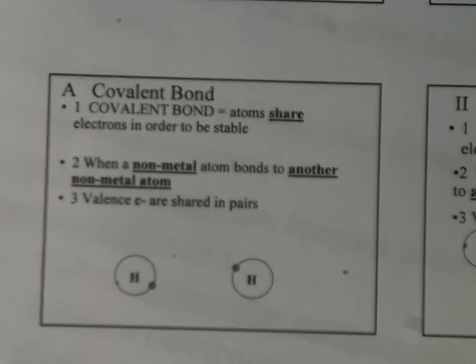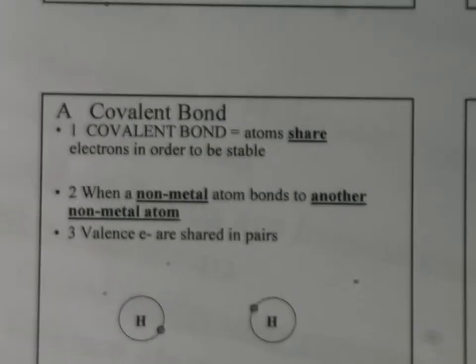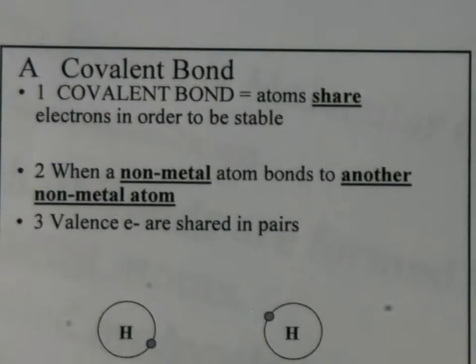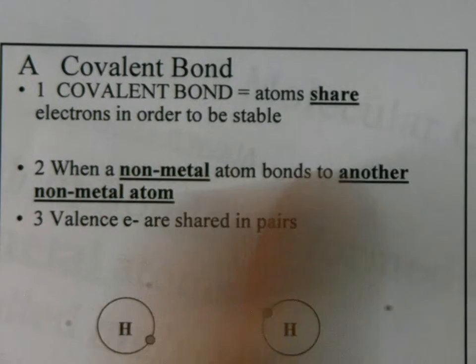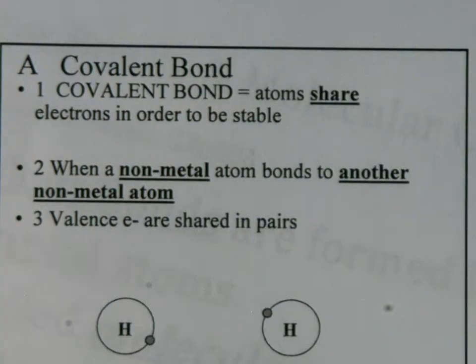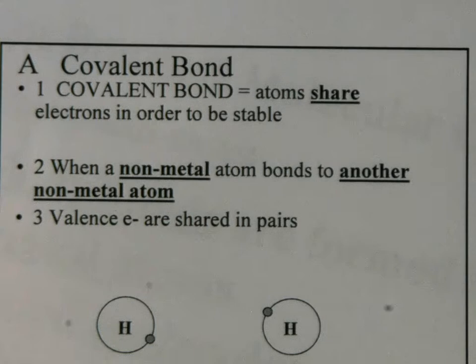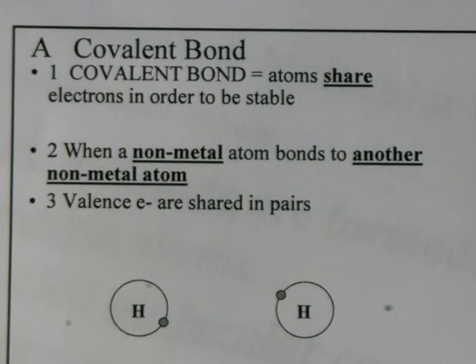And let's get these definitions put in for a covalent bond. So when atoms share electrons to be stable. It's when a nonmetal bonds to a nonmetal. It's when valence electrons are shared in pairs. So pause the video right now and get that drawn.